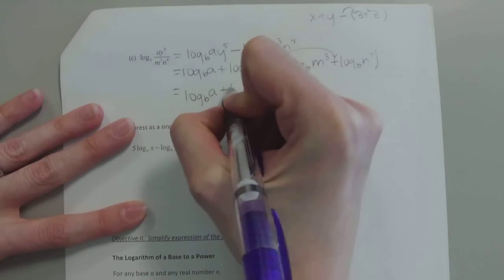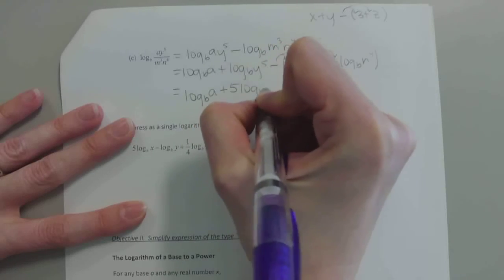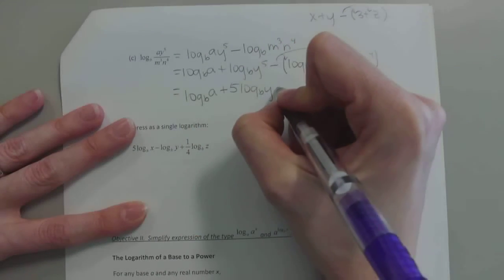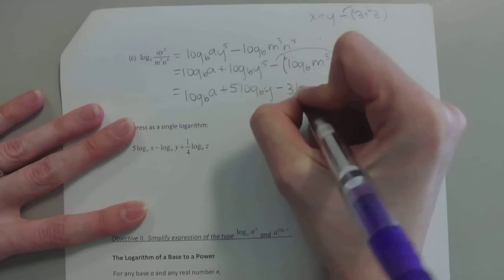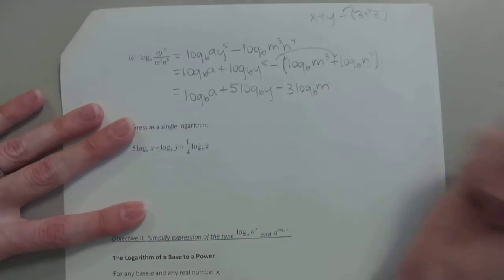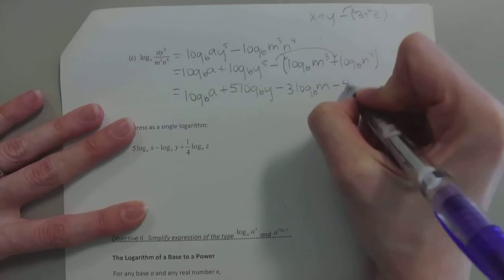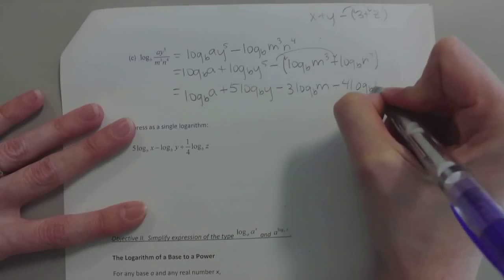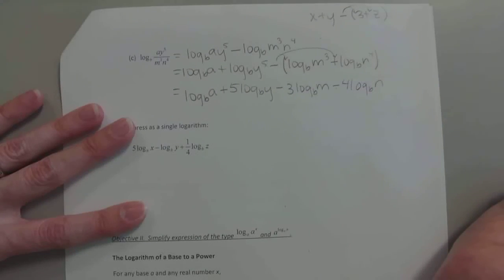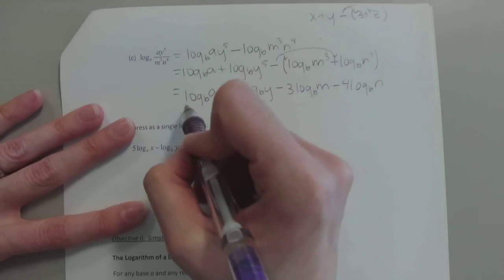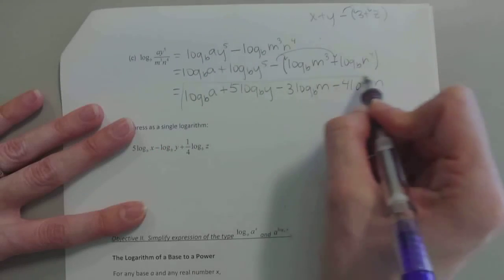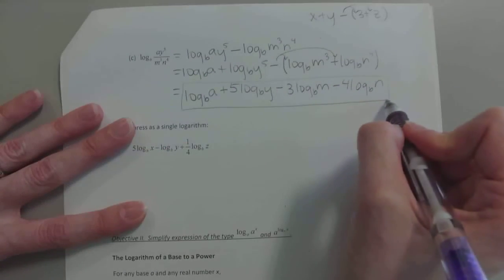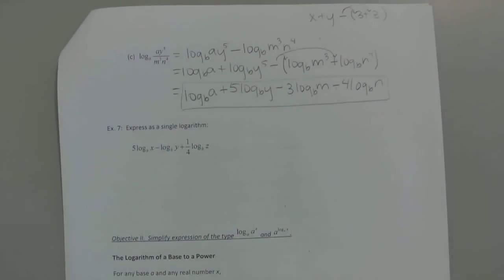And so as I do that though, just to save us writing and lines, I'm also going to bring my powers down in front, okay, to be my coefficients. So A didn't have a power, so it'll just stay log base B of A. Then it'll be 5 log base B of Y. And then it'll be minus 3 log base B of M, is that okay? And then minus 4 log base B of N.